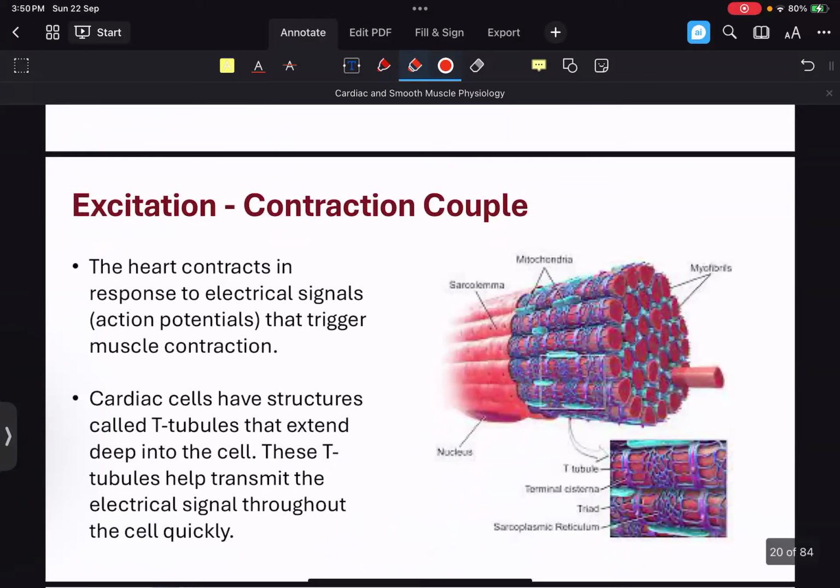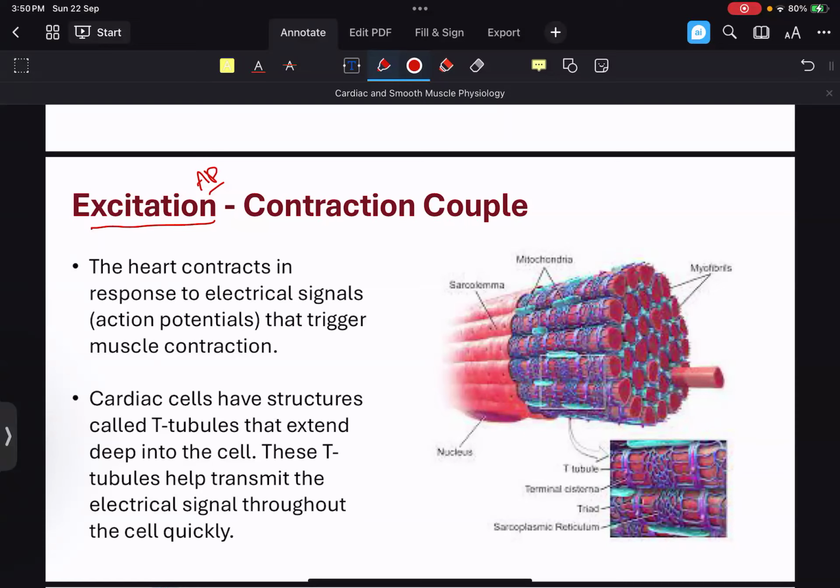Okay. Now we want to talk about excitation contraction coupling. What does the phrase excitation contraction coupling even mean? Excitation, we're talking about the electric activity, so basically the action potential. Contraction, we're talking about the literal physical contraction. So basically this phrase means, how do you link the action potential with the actual physical contraction of the heart?